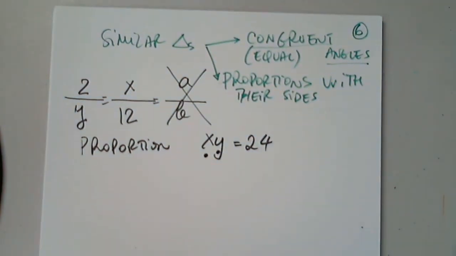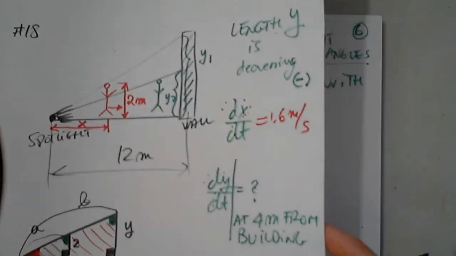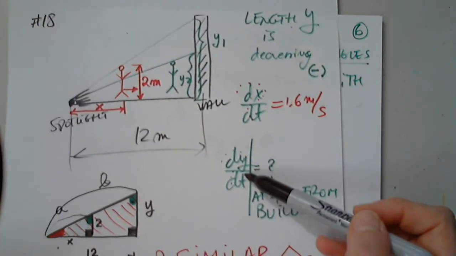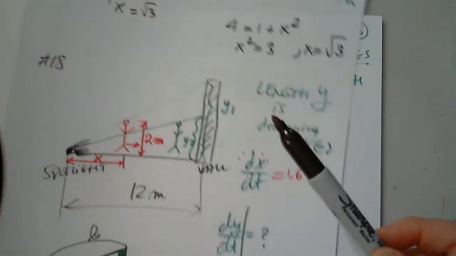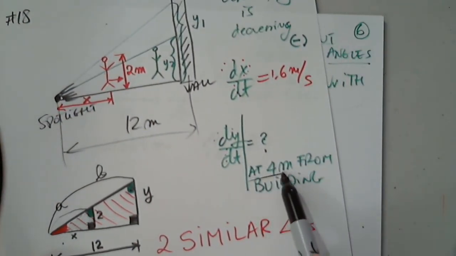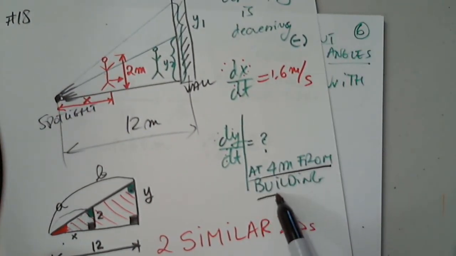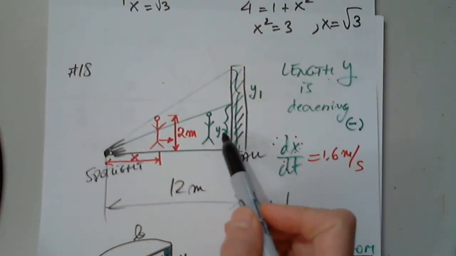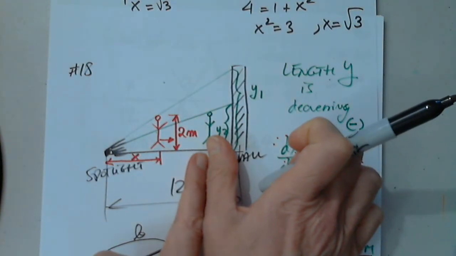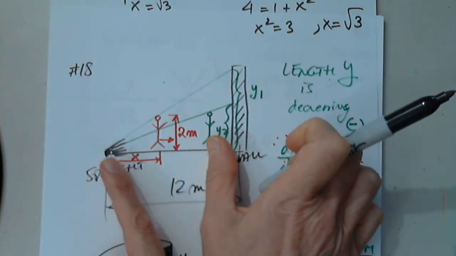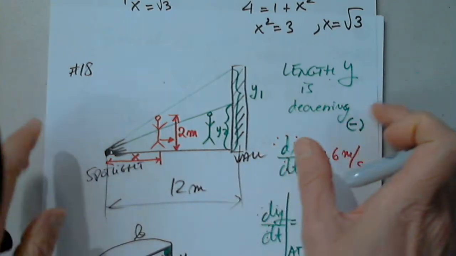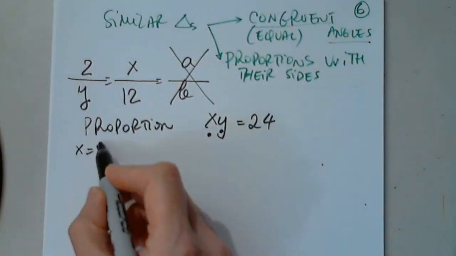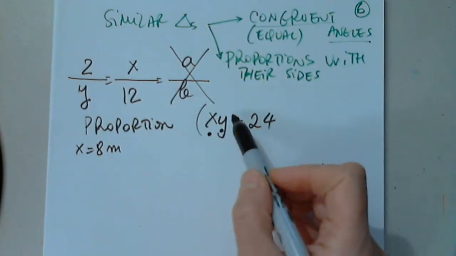Y is a function of time. dx over dt is given to us. dy over dt is what we're asked to determine at 4 meters away from the building. If he's 4 meters away from the building, what is the distance that he covered? 8 meters. That's it. So when x equals 8 meters. Good. Can anyone differentiate for us?